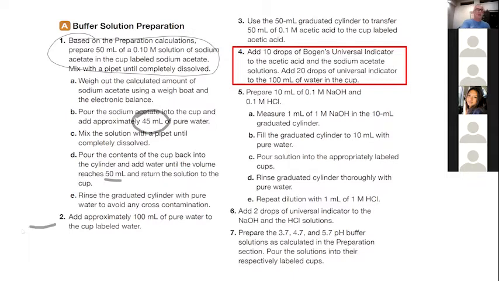So put about 100 in the cup that's labeled water. And then again, 50 mils of the acetic acid solution to the cup that you've labeled already with acetic acid. Add 10 drops of the indicator to the acetate and the acetic acid solutions. Add 20 drops of the indicator to the water. So since the water, you have twice as much, you have 100 mils, add twice as much.